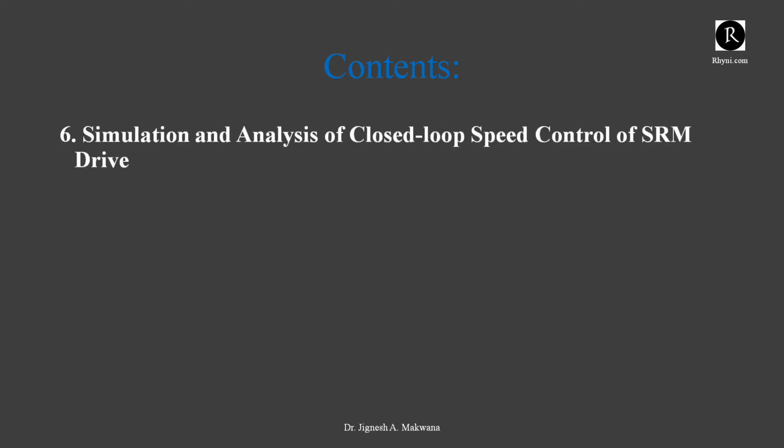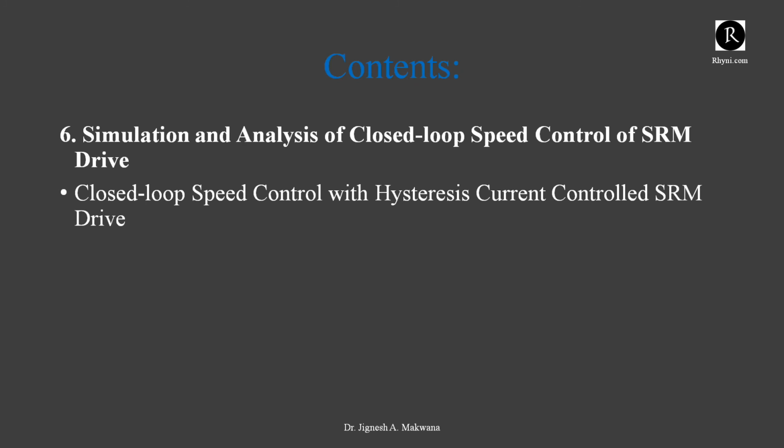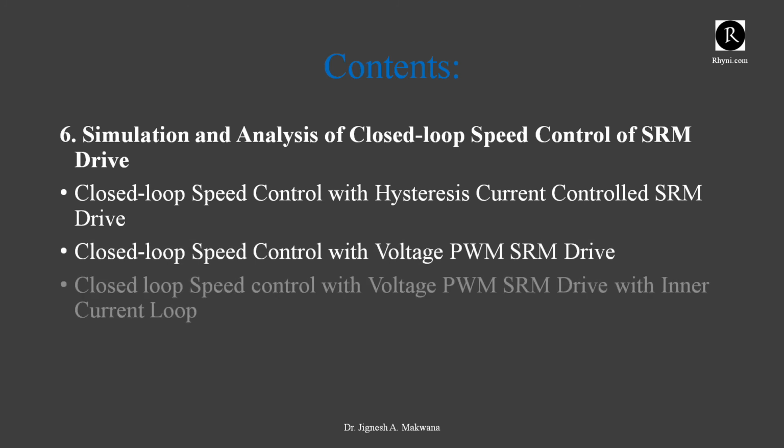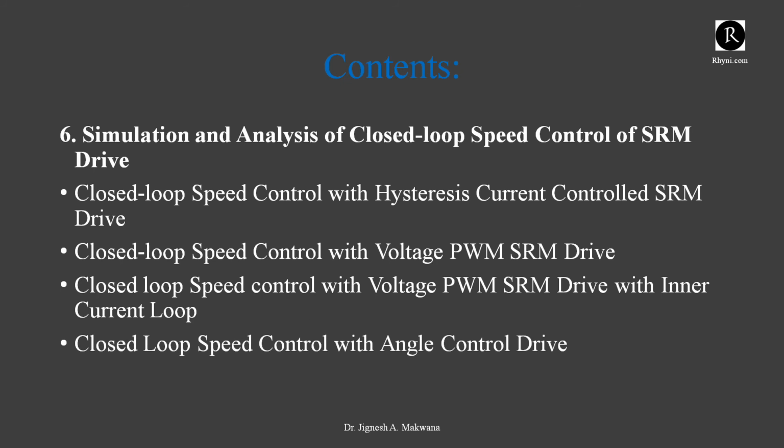In section 6, we will see the simulation and analysis of closed loop speed control of SRM. That means we will use the PI controller and study closed loop speed control with the hysteresis current control SRM drive, closed loop speed control with the voltage PWM SRM drive, and closed loop speed control with the voltage PWM drive with an inner current control loop for better dynamic response. We will use the closed loop speed controller with the advance angle control drive. So all the possible control methods are included, and during this runtime simulation we will design and develop all these closed loop speed control methods.